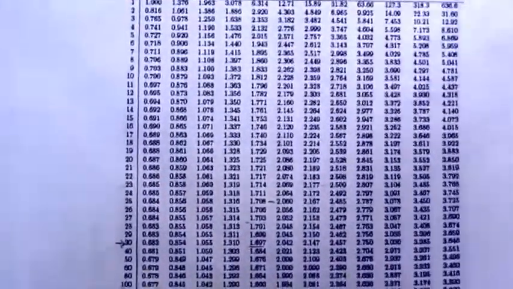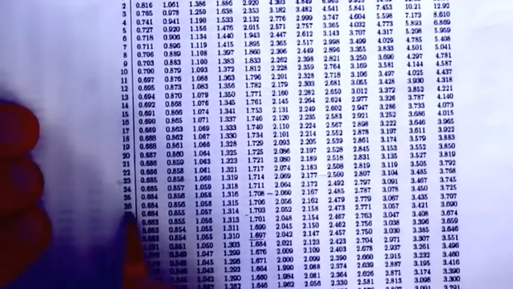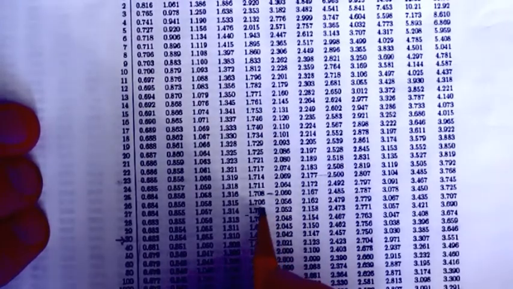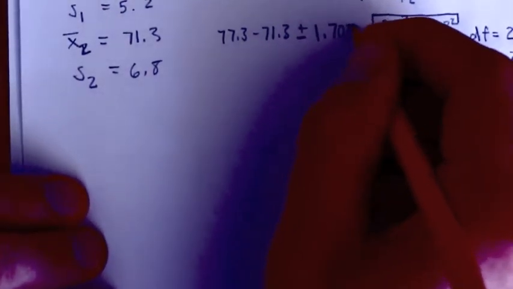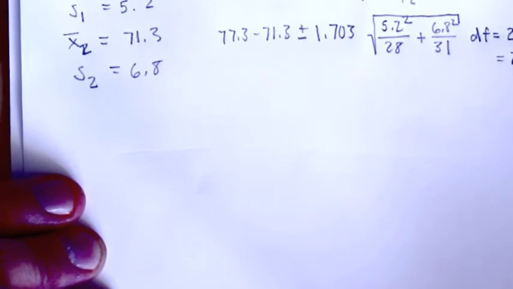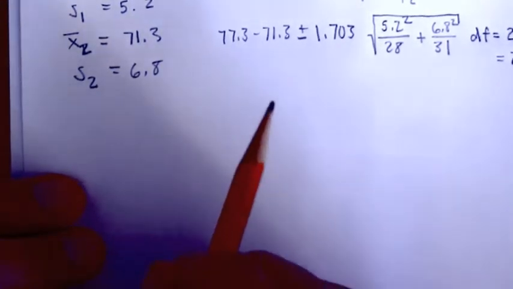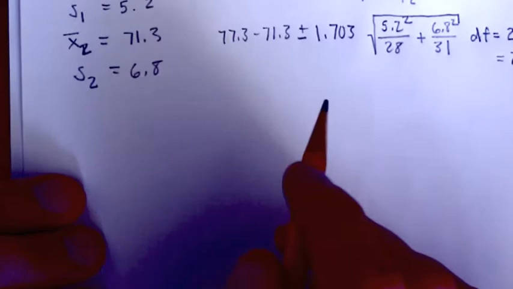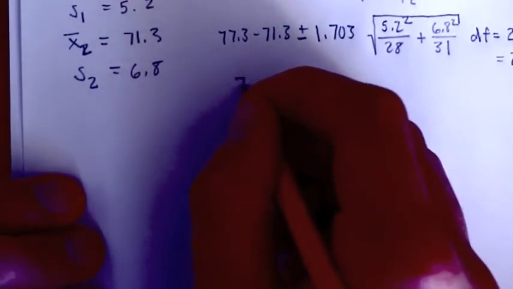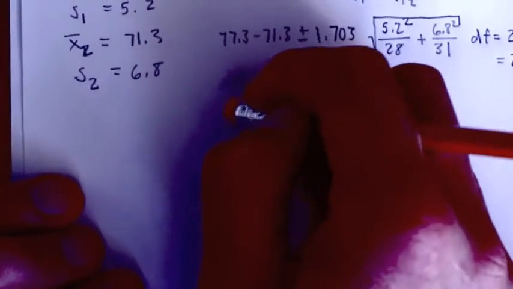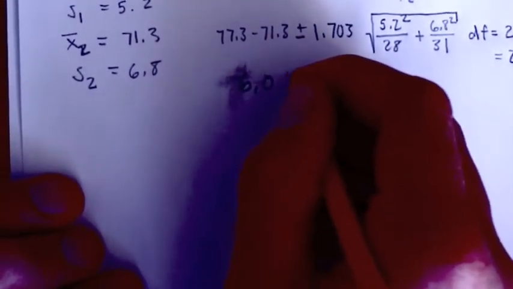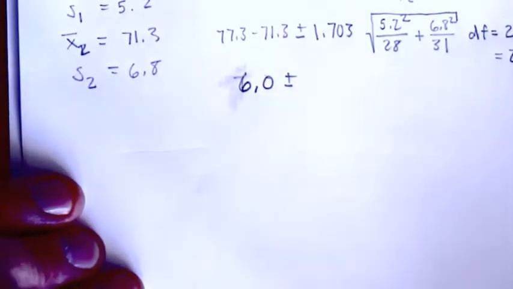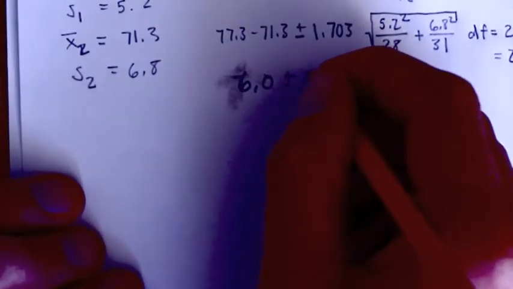So if we go back to the t table, we're looking at the row for 27, looking at 90% confidence, and the value there is 1.703. So we're going to use 1.703 as the critical t value. Now you may want to pause this and go ahead and calculate this, but when I work it out, this works out to be 6.0 plus or minus, and on the right hand side we have a plus or minus 2.67.